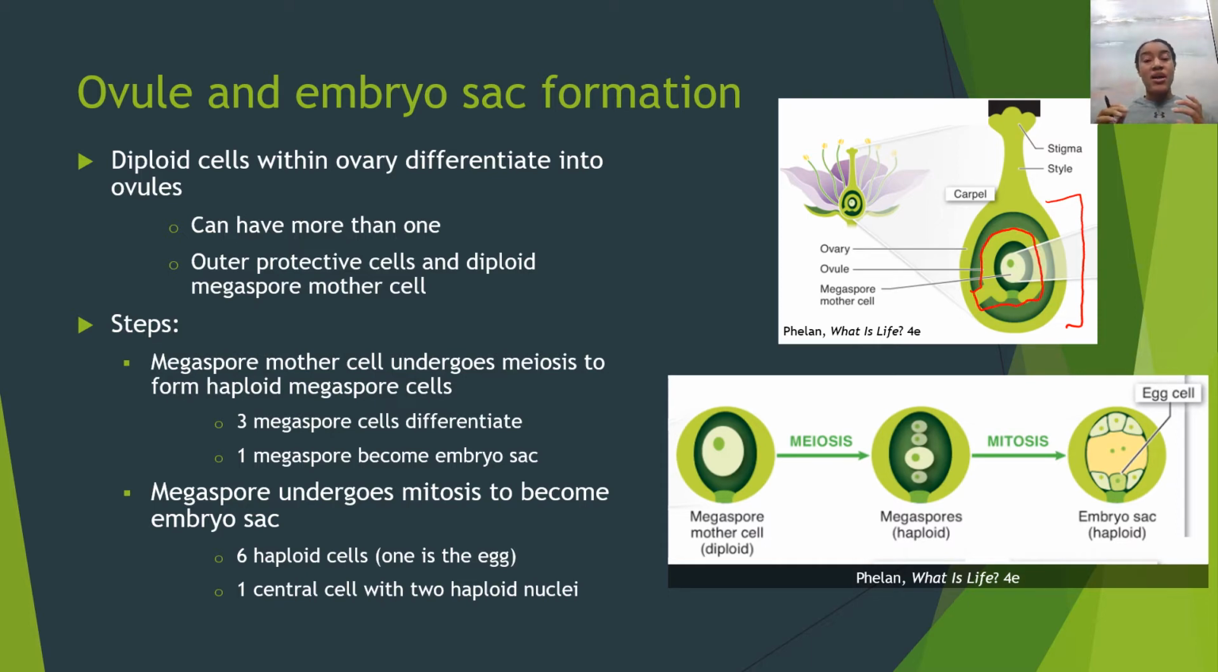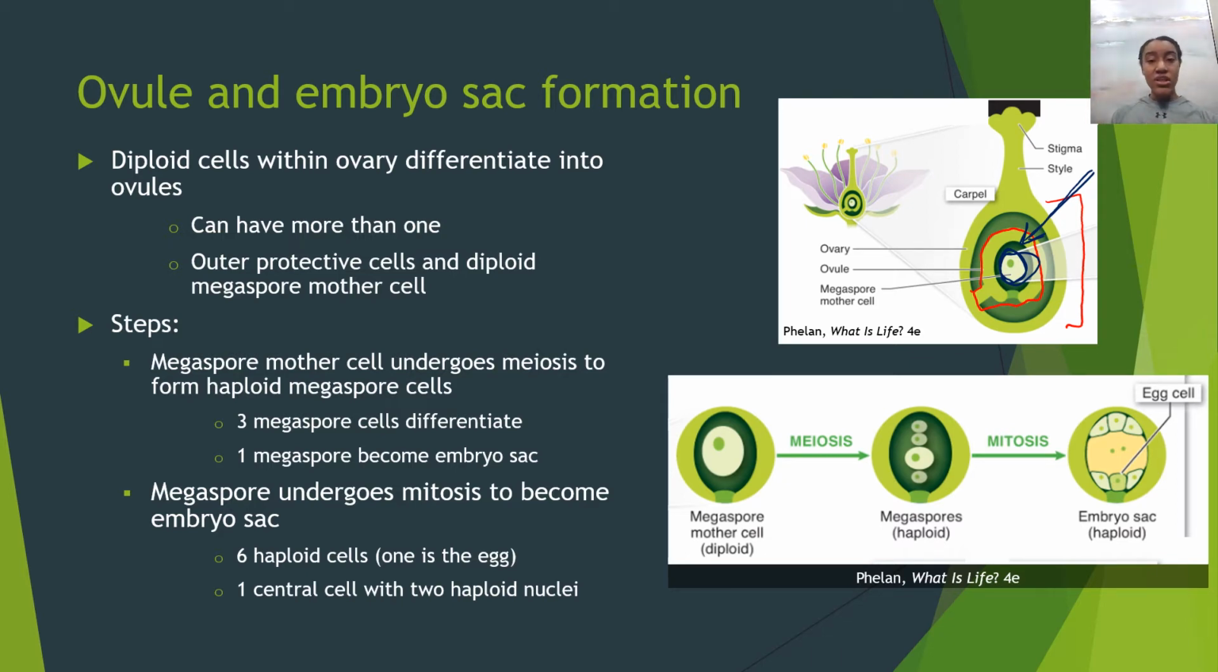And a single ovary can have 1 or more than 1 ovule, depending on the species of plant it is. And the ovule has a couple of different cell types. We have our protective outer coat, which is this here, this light green. And then this cell in the middle is our megaspore mother cell. And that megaspore mother cell is what will eventually give rise to the egg.